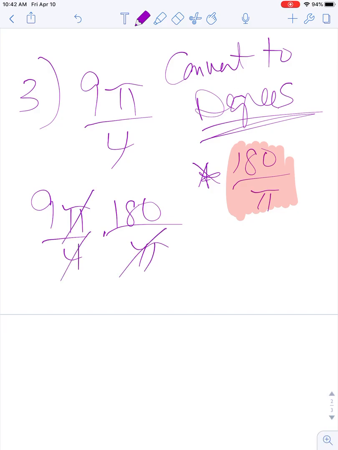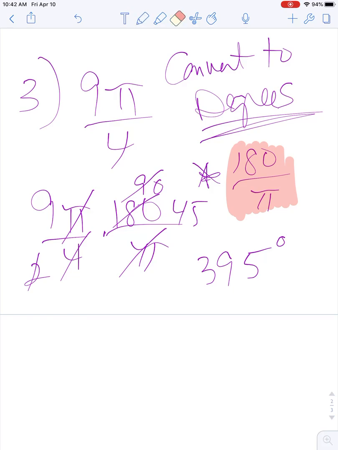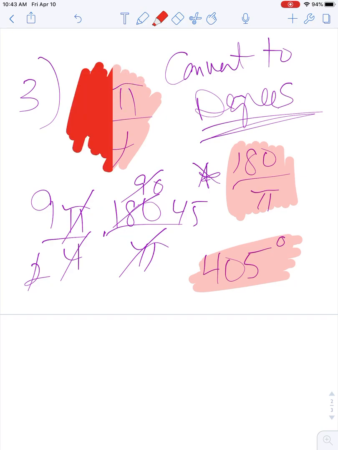Pi's cancel. I'll reduce it by 2, and then reduce it by another 2. And 9 times 45, what is that? 405. So 405 degrees is equivalent to 9 pi over 4.